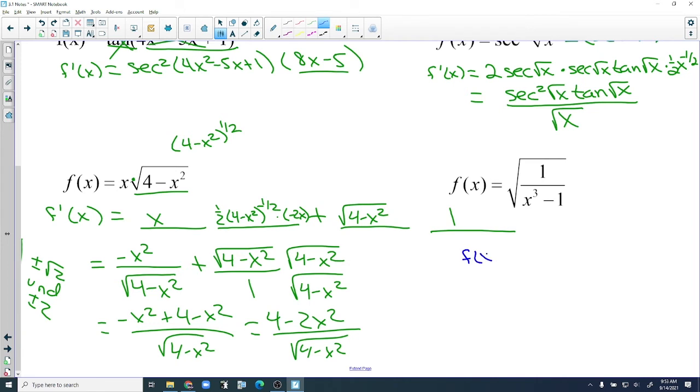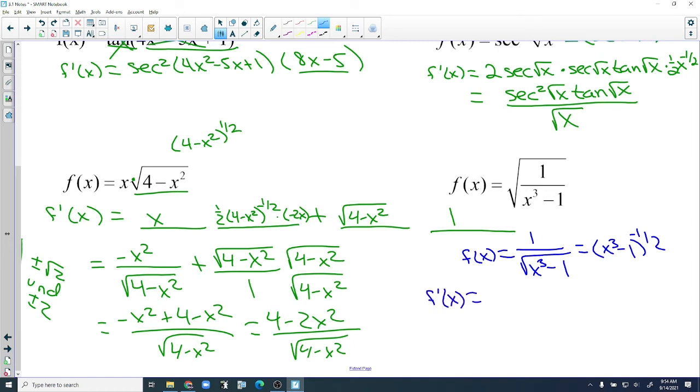This one, first of all, the square root of 1 is 1. And then we have the square root of x to the third minus 1. So I could do that. We can take the square root of the top and the bottom. That's legal in Nebraska. Then I can write this as x to the third minus 1, to the negative 1/2. So that's how I would change this function in order to just use the power rule rather than trying to use the quotient rule. Quotient rule would be a nightmare.